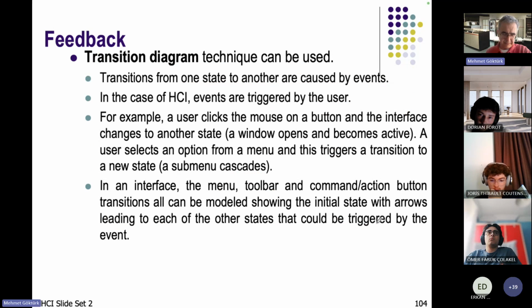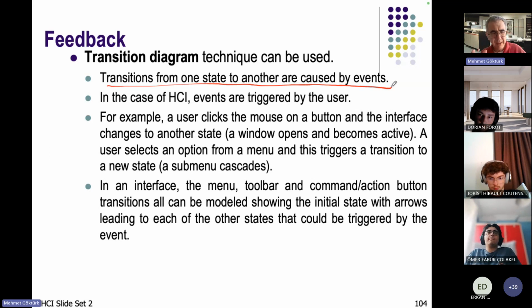And in order to design how controlling dialog works, there are certain models. One model is to use state diagram. State diagram is called a transition diagram. In user interface literature, transitions from one state to another are caused by events.